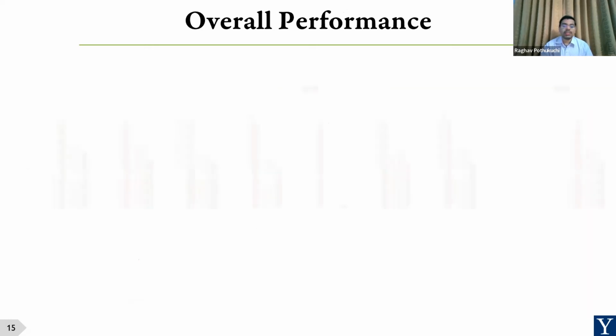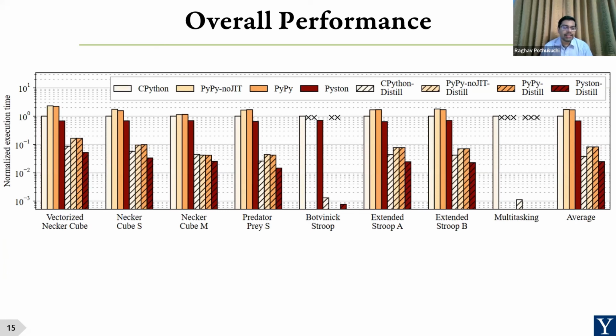The overall performance results are shown in this chart. The x-axis has the different cognitive models that we evaluate, including the overall average. And on the y-axis, we have the execution time normalized to that of the standard CPython execution. The first 4 bars for each model have the execution times for the environments without Distill, and the remaining 4 with the pattern show the execution times with Distill.